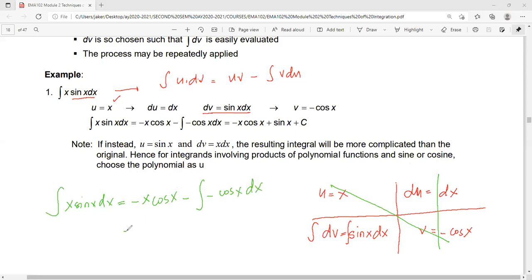So your answer here would be negative x cosine of x. This is negative and this is negative, so that would make it positive. The integral of the cosine is sine. So plus sine of x plus c. So this is our answer here on top.